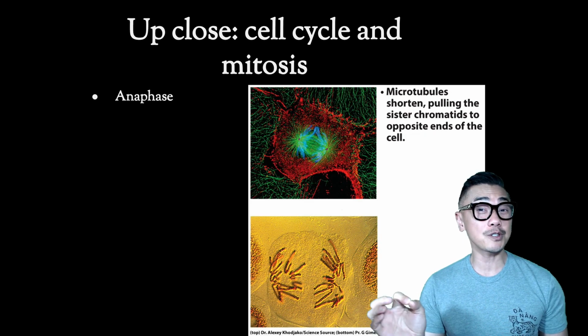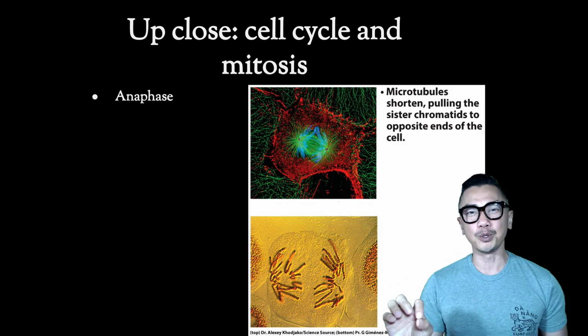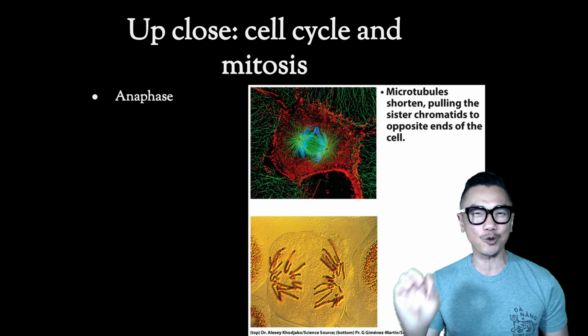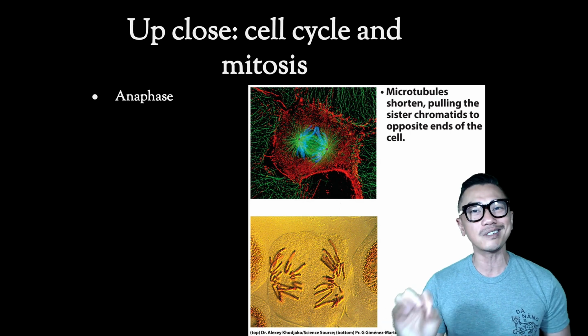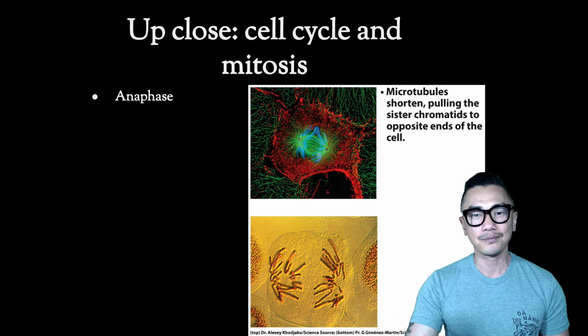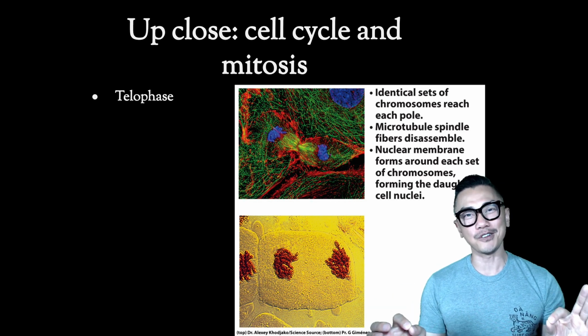Anaphase is the third stage of mitosis. In anaphase, the microtubules that have attached to the sister chromatids shorten, pulling the sister chromatids to opposite ends of the cell. The fourth and final stage of mitosis is telophase.